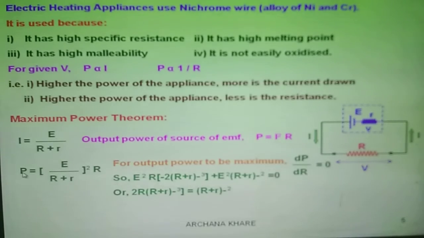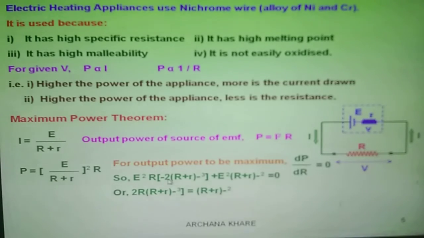So when we differentiate this with respect to R, we get first function into differential of second and second function into differential of first. E square is constant, so we take it as constant. The first function is R, and differential of R plus r whole to the power minus 2 will be minus 2 R plus r whole to the power minus 3. And the second term will be again E square is constant as usual, R plus r to the power minus 2 remains as it is, and differential of R with respect to R becomes 1. So this should be equal to 0 because dP by dR should be 0.